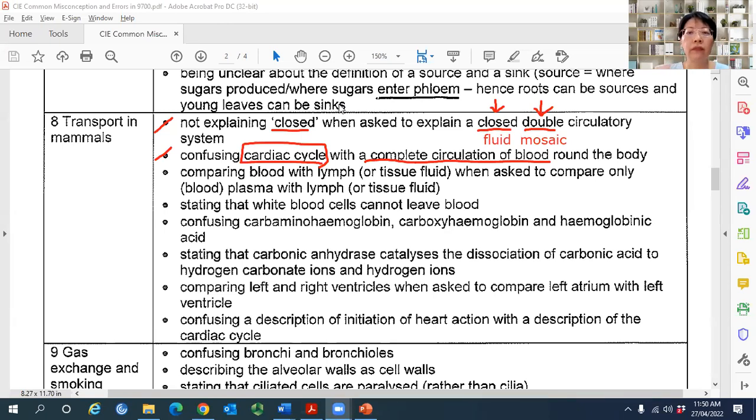Michelle, what are the 4 events in a complete cardiac cycle? Quick, Michelle. Hello, faster. Michelle, what are the 4 events? You don't know? Okay, let's ask another person. Mira Sai.